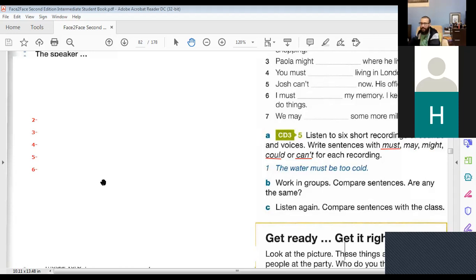What's happening here? Number 2. She might be cooking. Yes. Do you agree, Sanad? Do you want to say she might be cooking? Yes. Do you have another sentence?